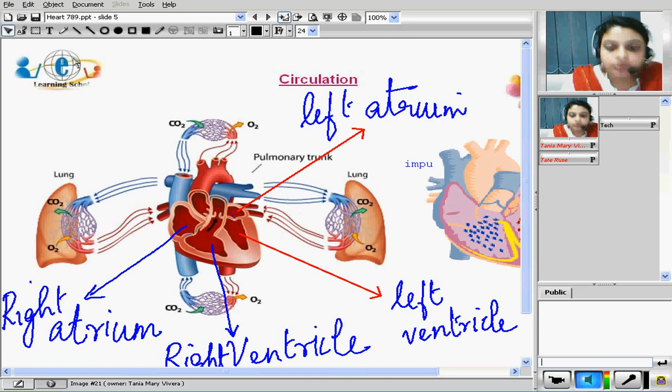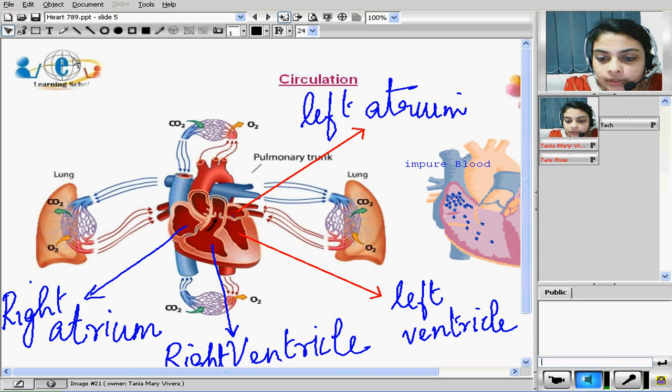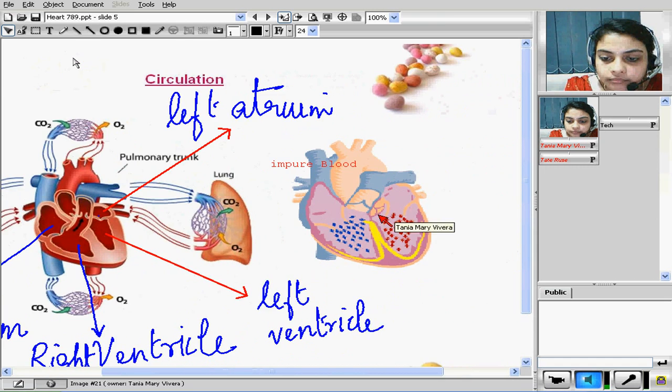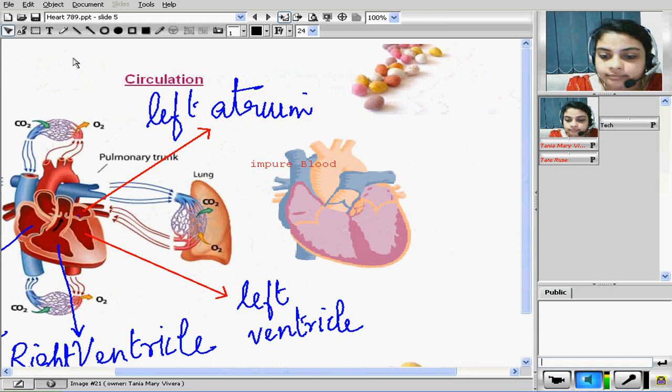The blue dots are actually collected in the right chambers of the heart. The blue dot stands for the impure blood. That is good, correct. That is impure blood. And do you know what the red dots stand for? Yeah, I know. I'll write it. Good.